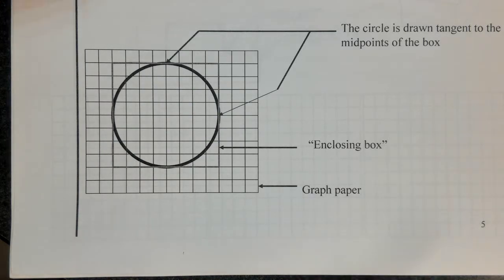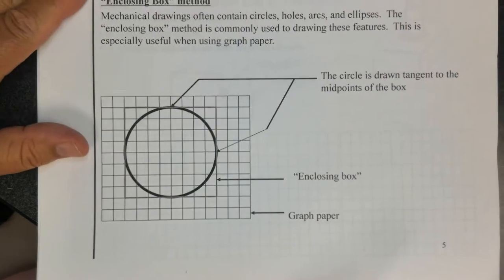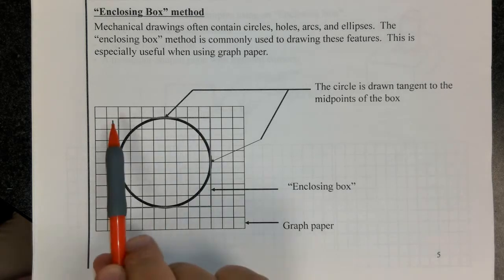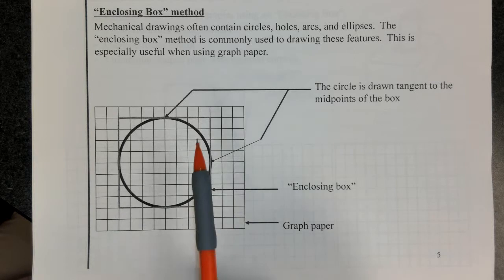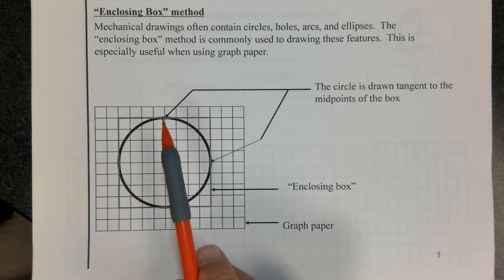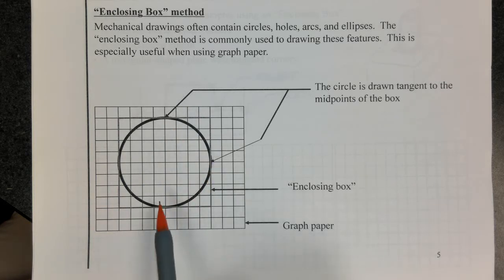Now, let me zoom out just a little bit here. When you draw a circle, sometimes it's beneficial, especially if you're working with the rectangular grid paper, to create an enclosing box. It makes it very easy to draw your circle in the box because you know the circle is tangent at each one of these points. Some people need this as a drawing aid and some people don't. Depends on how steady your hand is.